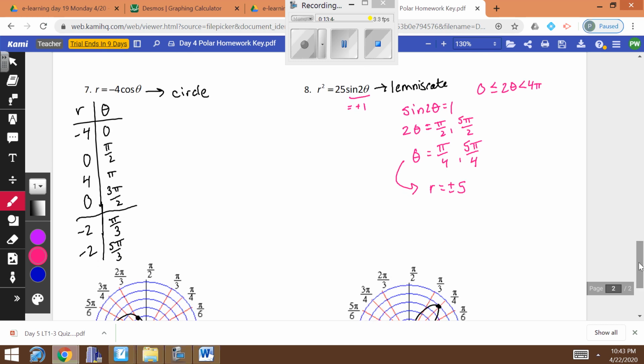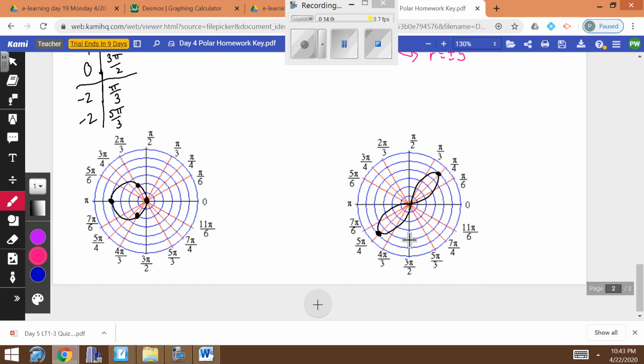Last one is another lemniscate. Again, it has that r squared. You know it's a distance of 5 away from the pole there. And again, sine of 2 theta has to be +1. So we go through and we find out that it's at pi over 4 and 5 pi over 4. And again, that's how we know where our 2 petals are.